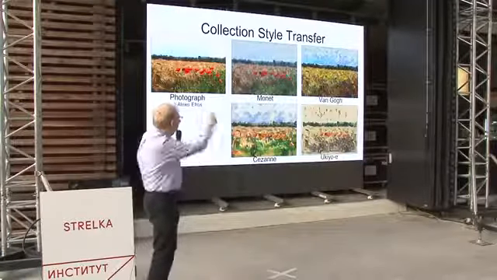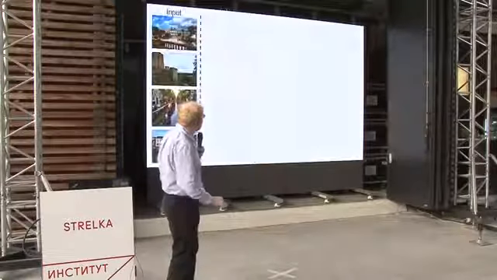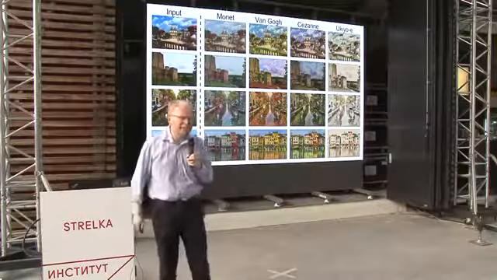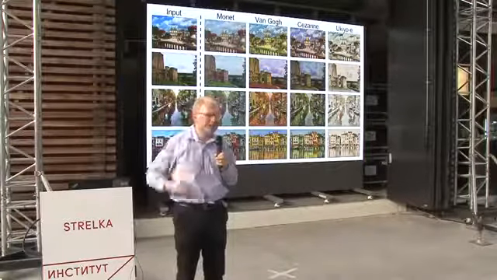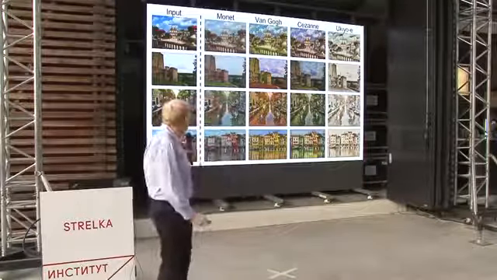We can also do other things, like Van Gogh and some Japanese styles. So you can just run wild with your own photos. CycleGAN is also on GitHub. You can download it and play with it right away.